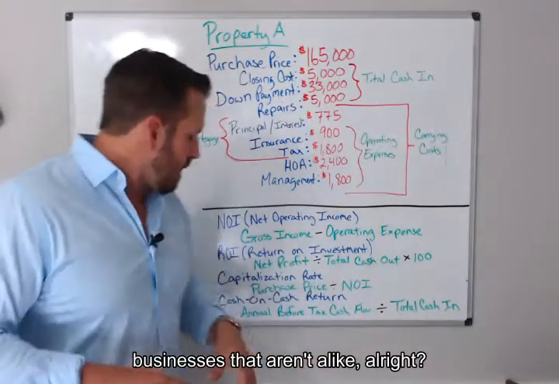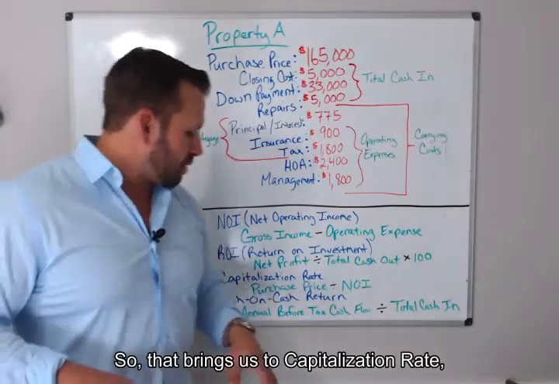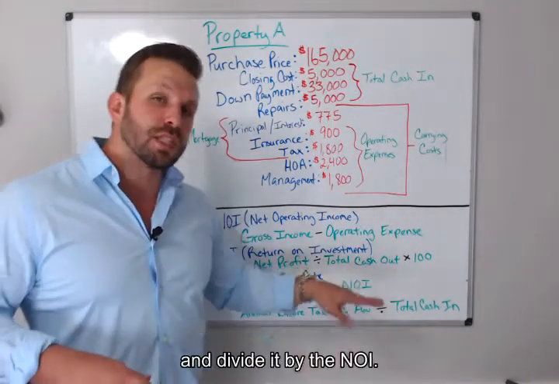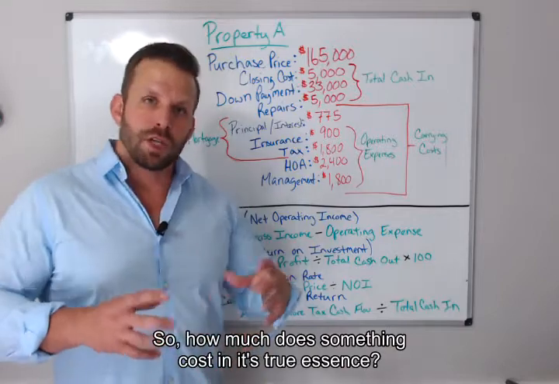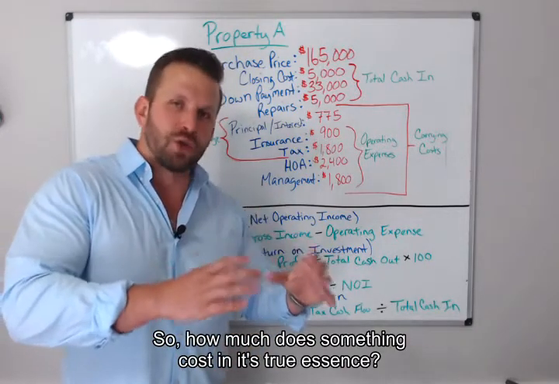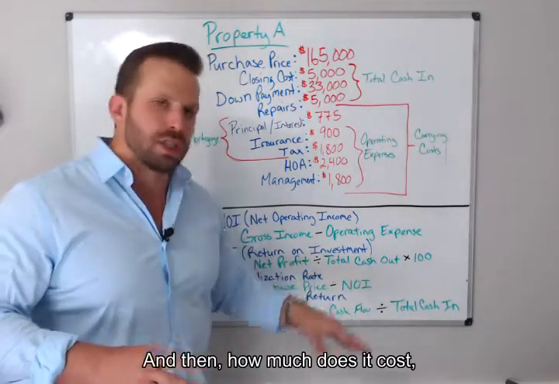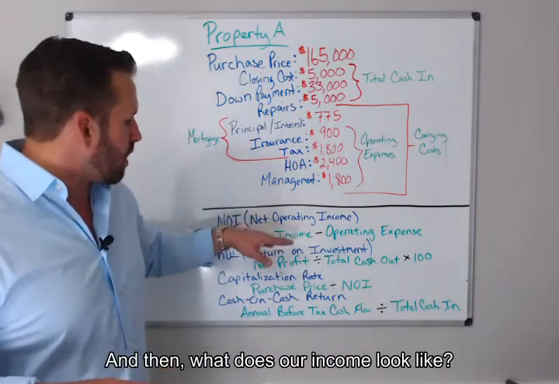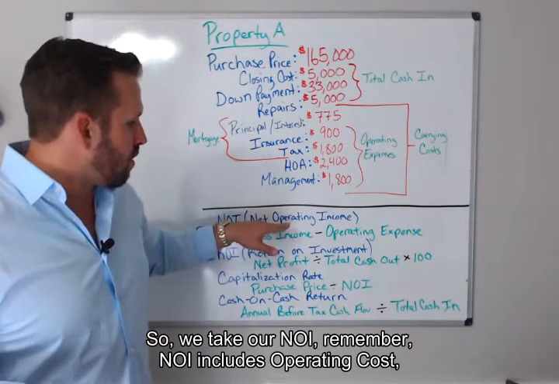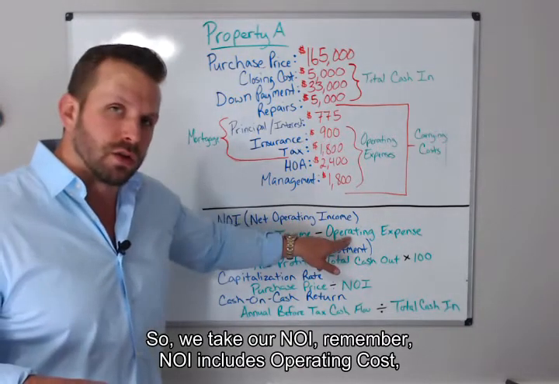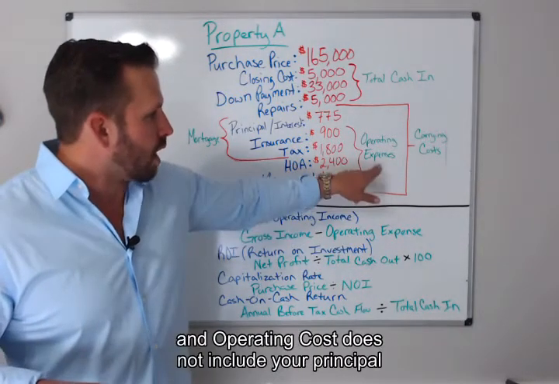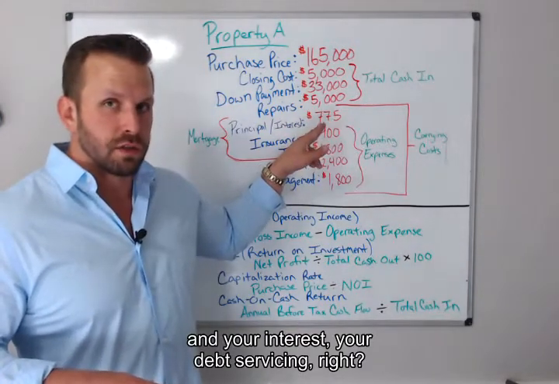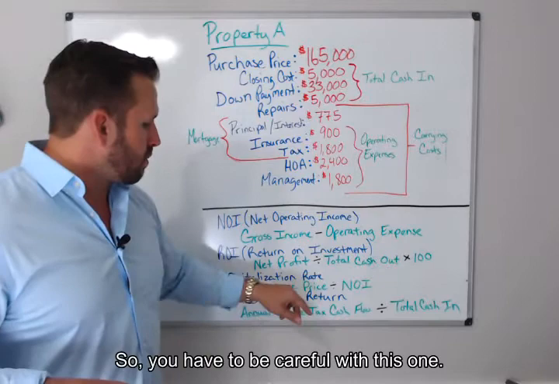All right. So that brings us to capitalization rate, which was shortened to cap rate. And so what we do is we take the purchase price and divide it by the NOI. So how much does something cost in its true essence, and then how much does it cost to run it, and then what does our income look like? So we take our NOI, but remember, NOI includes operating costs, and operating costs does not include your principal and interest, your debt servicing, right? So you have to be careful with this one.